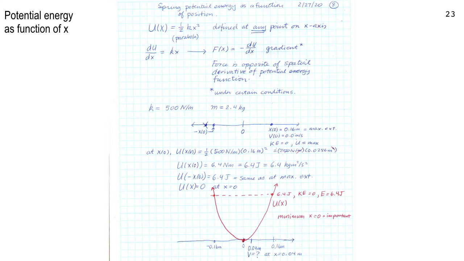Okay, so at x of 0, U of x of 0 is equal to 1/2 times 500 newtons per meter times 0.16 meters quantity squared. So there's your calculation. 0.16 squared, that's 0.0256, correct?